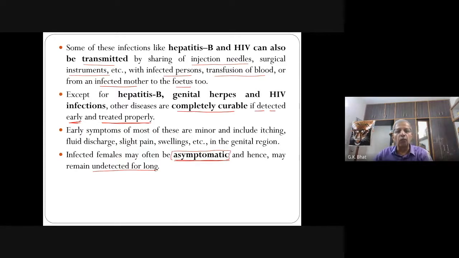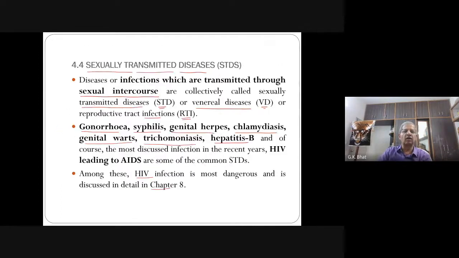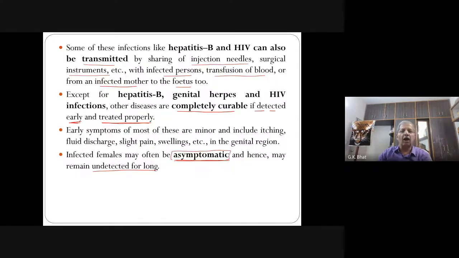One should be very careful with regard to these diseases. Early symptoms of most of these sexually transmitted diseases, like gonorrhea, syphilis, etc., are minor. They include itching, fluid discharge, slight pain, swelling, etc., in the genital region. This itching, discharge, pain or swelling gets cured on its own. Then the boy thinks, oh, I worried unnecessarily. And after another 6 months, it may come again.